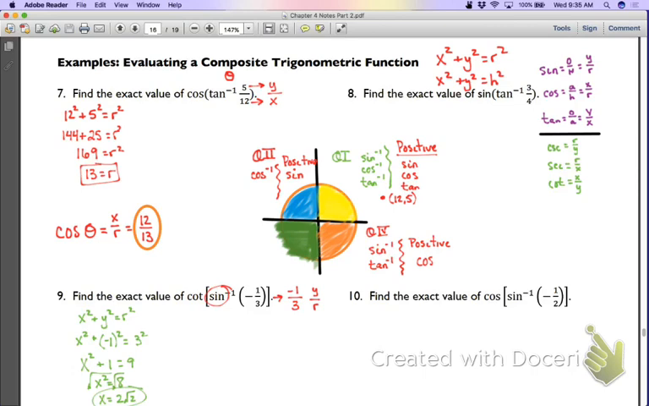Now, this one's a little bit different. So I know that that's not going to be negative, but I have cotangent. Cotangent is just what? If tangent is y over x, what's cotangent? X over y. Well, what's x? 2 square root of 2. What's y? Negative 1. So what is cotangent of theta? Negative 2 times the square root of 2.